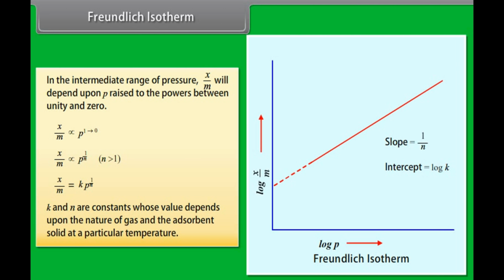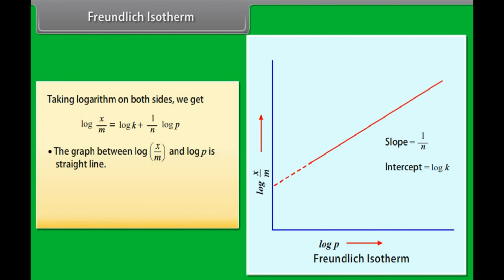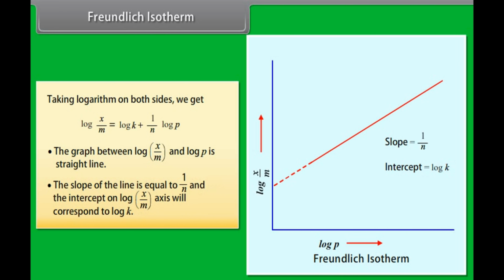K and n are constants, whose value depends upon the nature of the gas and the adsorbent solid at a particular temperature. Taking logarithm on both sides, we get log(x/m) = log k + (1/n) log P. The graph between log(x/m) and log P is a straight line. The slope of the line is equal to 1/n, and the intercept on the log(x/m) axis will correspond to log k.